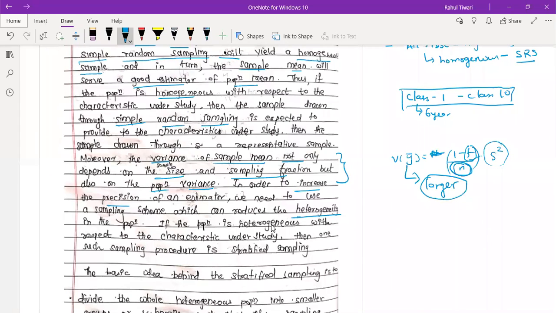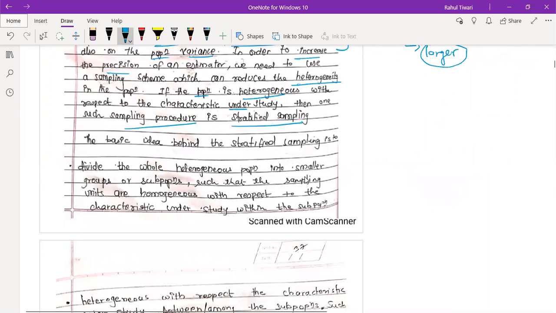So in that case, the variance is very large and that data is not appropriate for doing analysis. So if the population is heterogeneous with respect to the characteristic under study, then one may use the sampling procedure which is stratified sampling. This is very important. Whenever you have data where a heterogeneous population is there, we need to always go for stratified random sampling. So the basic idea is: how can we perform this stratified random sample? What do we have to do in that case?